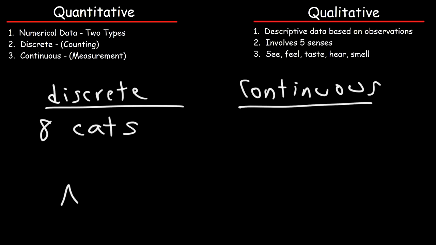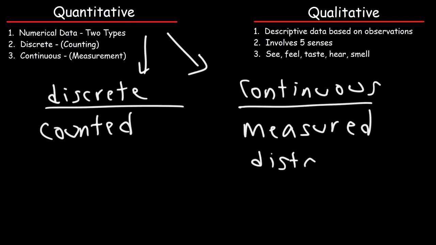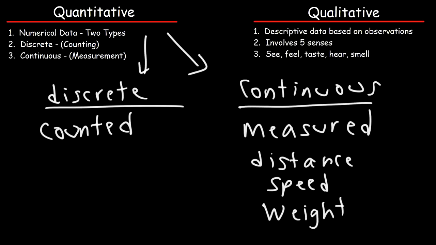So to review, remember this. Anything that can be counted would fall in the category of discrete data, which is also quantitative. And anything that can be measured is continuous data, which also falls under the category of quantitative data. So things like distance, speed, weights, these are numbers that can be measured, or these are properties that can be measured with numbers.